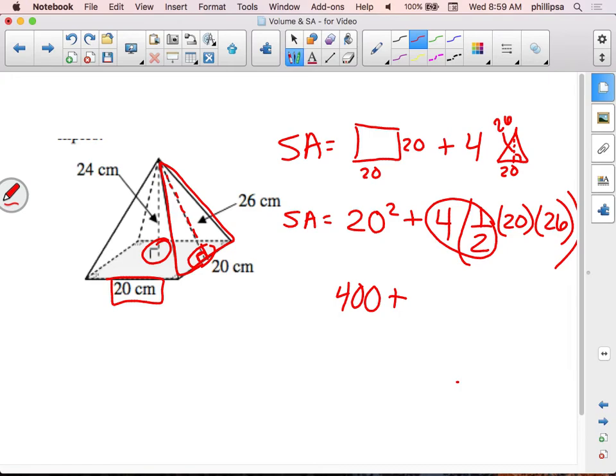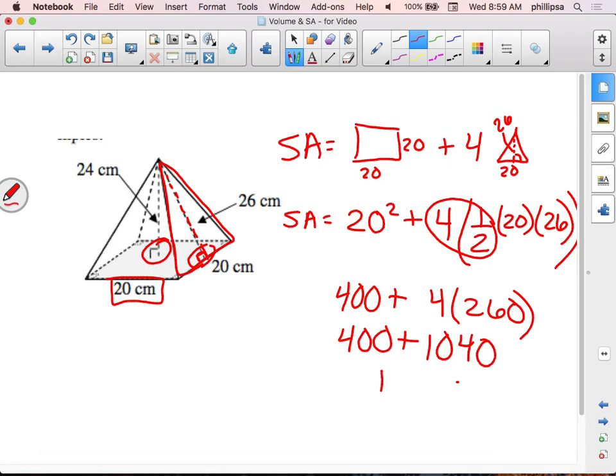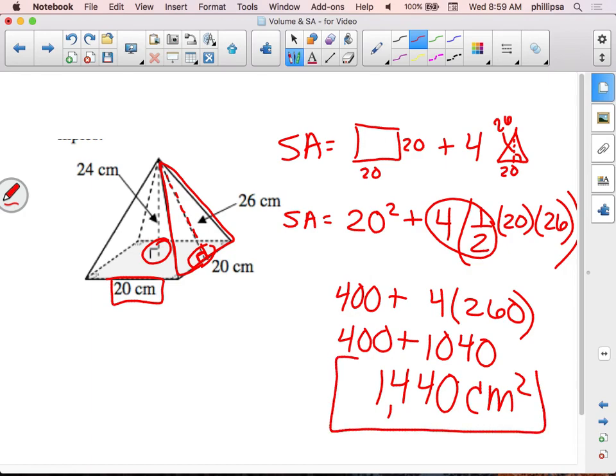So let's see. I have 4 times each of my triangles, and each triangle is going to have an area of 260. So my 4 triangles will have an area of 1,040, giving me a total surface area of 1,440 square centimeters.